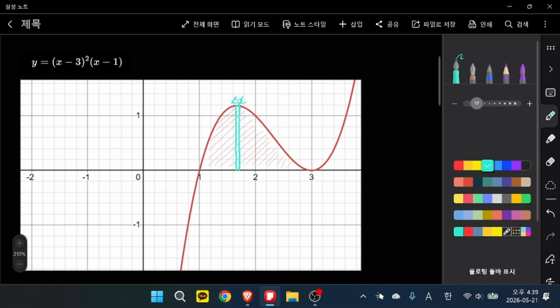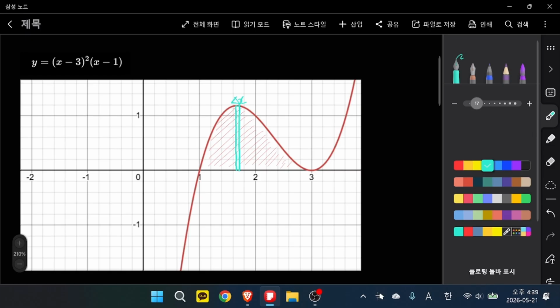As it spins, it creates a thin cylindrical shell, like a hollow can. Now imagine many of these shells. The strips stretch from x equals 1 all the way to x equals 3. And the height of each strip changes according to the graph, because the height is determined by the function value.